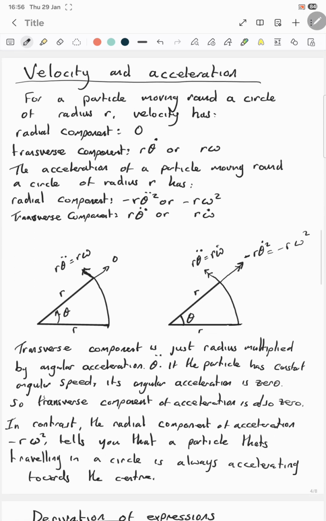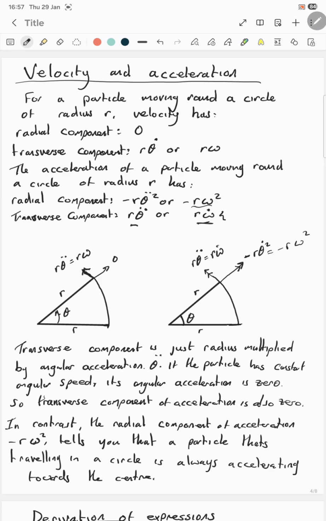Now velocity and acceleration. For a particle moving around a circle of radius r, the velocity has a radial component 0 and a transverse component, r theta dot or r omega. Now the acceleration of a particle moving around a circle of radius r has a radial component negative r theta dot squared, or negative r omega squared. Now the transverse components are written as this or this. So we'll often use this kind of notation, this is easier.